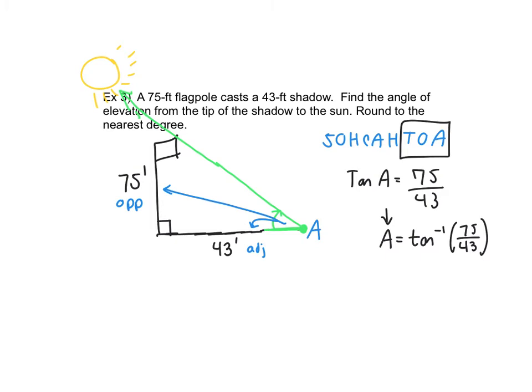Inverse tangent of 43 over 75, let's see, second tangent, 43. I apologize, 75 over 43. Let's try that again. Inverse tangent, 75 divided by 43. We get about 60.2 degrees. So angle A is about 60.2 degrees for our angle of elevation.